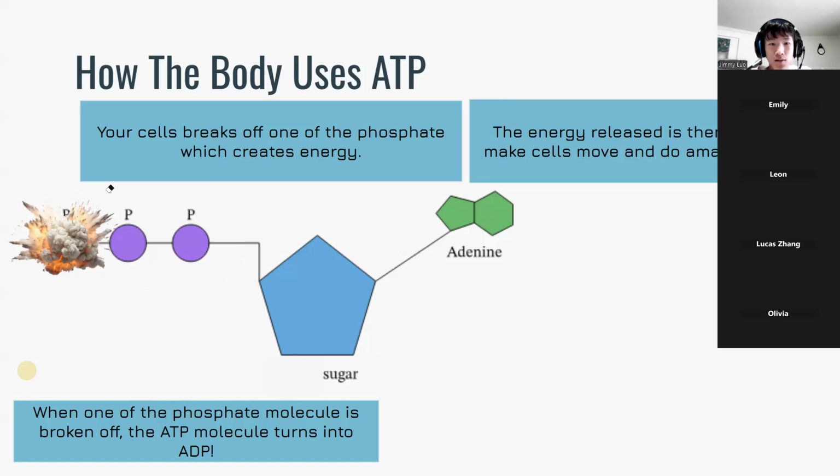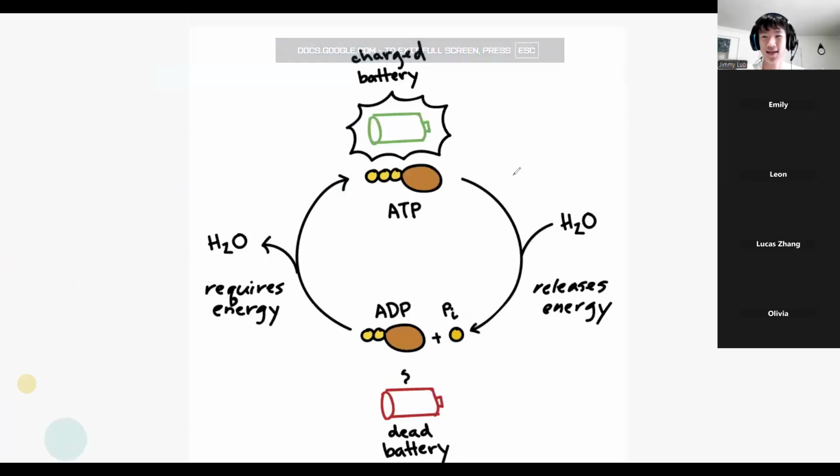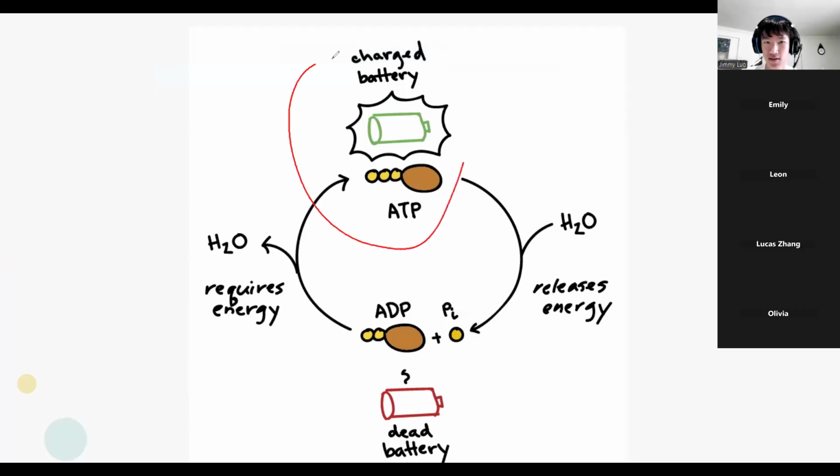The reason phosphate gets broken down is because that's where most of the energy in an ATP is. Because of a dead battery, you don't have energy, just like my iPad. It requires more energy to assemble the phosphate back, just like I charge my iPad, and then it's ATP again, just like a charged battery. Yeah, Lucas explained it very well.